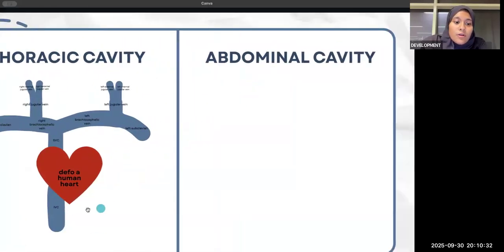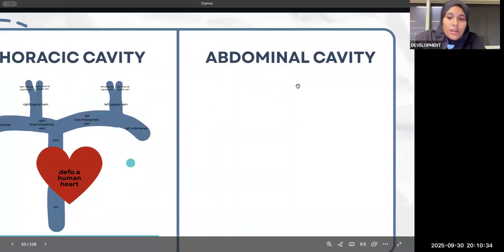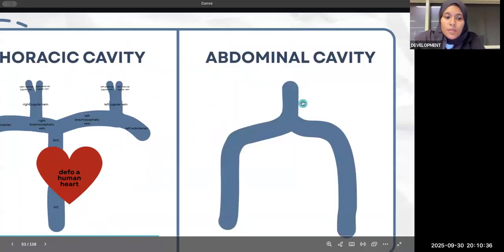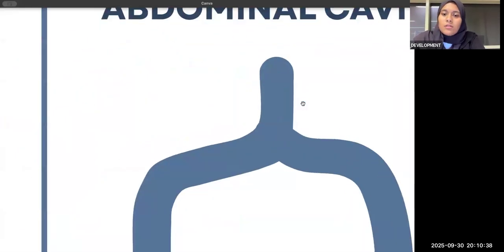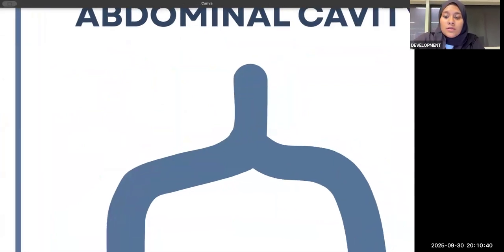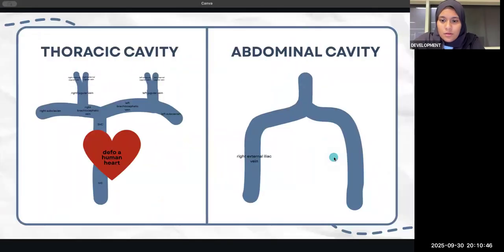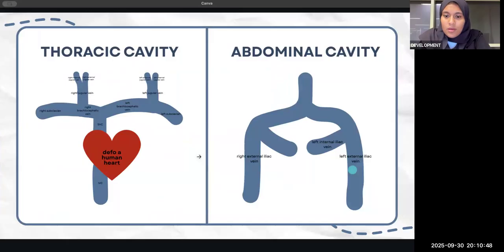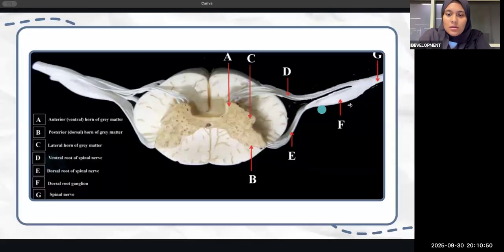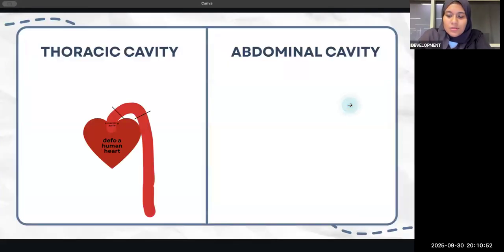Okay, now your IVC, your inferior vena cava, continues down. It goes down and down and continues towards your abdominal cavity, and this time we still call it an IVC. Okay, there, it still continues to be the IVC.